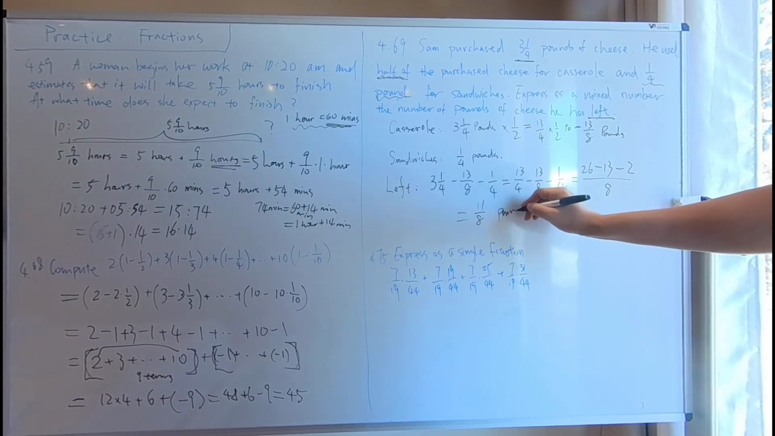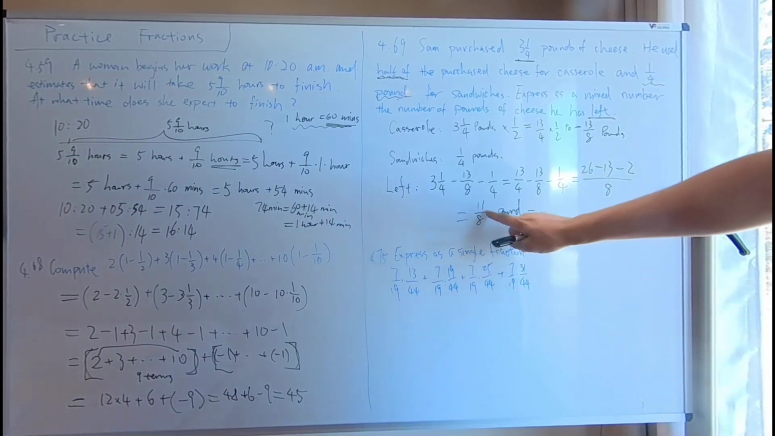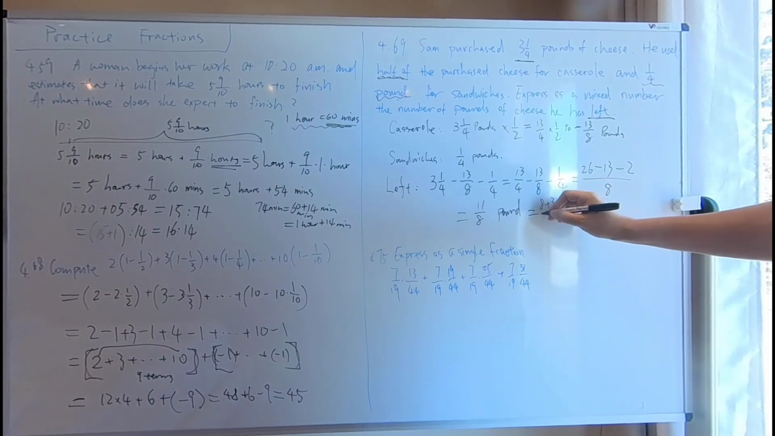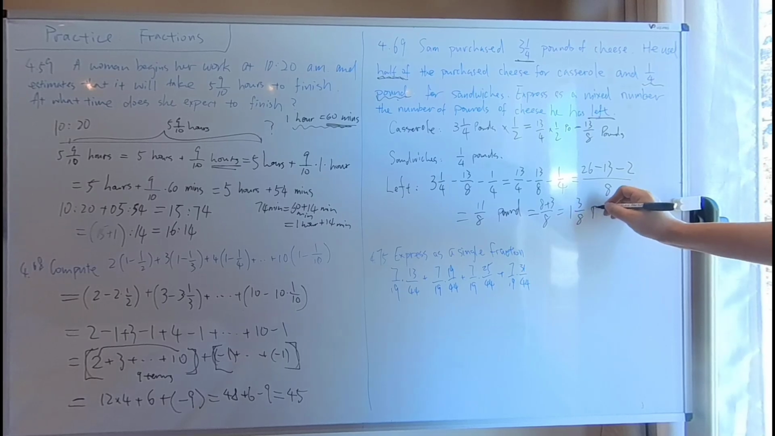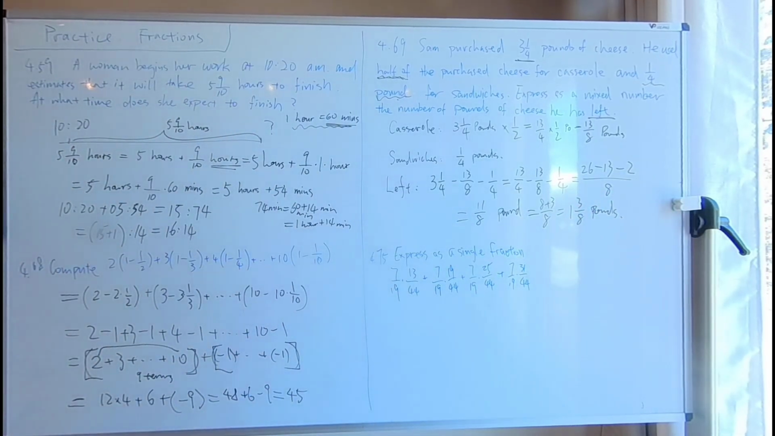And don't forget the unit. So that means there's 11 over 8 pounds left. Or if you want to write it as a mixed number, because 11 is higher than 8, it's 8 plus 3 over 8, so it's 1 and 3 over 8 pounds left. So it's 1 pound and 3 over 8 left. Right, so this is how to solve another word problem.